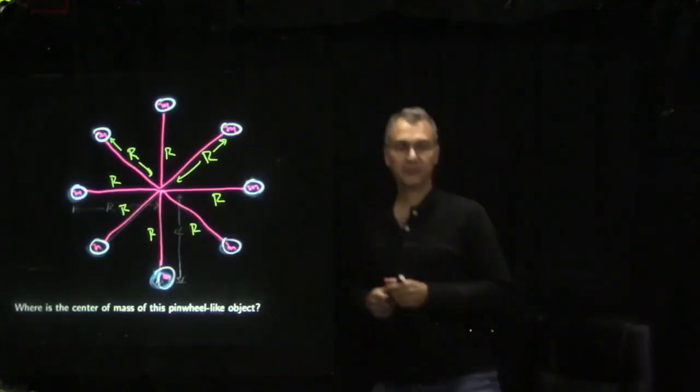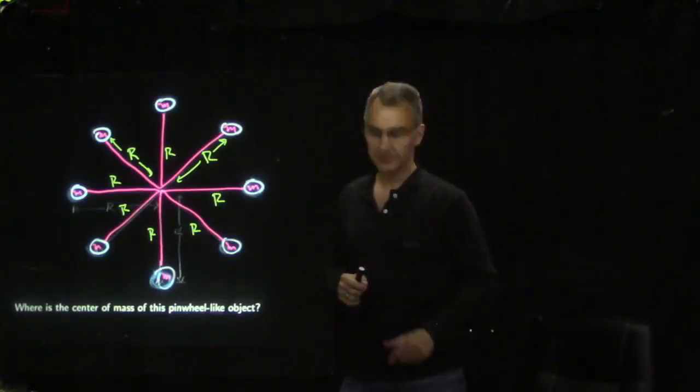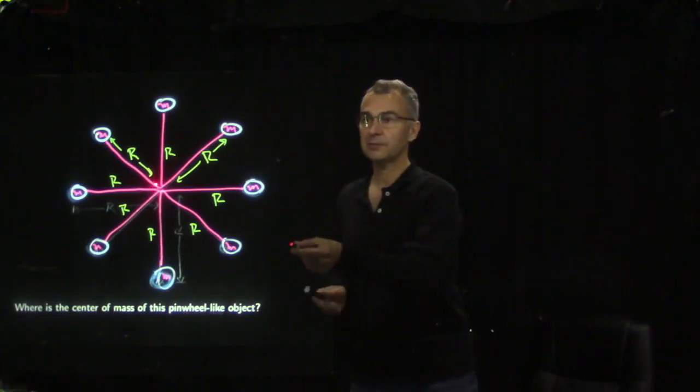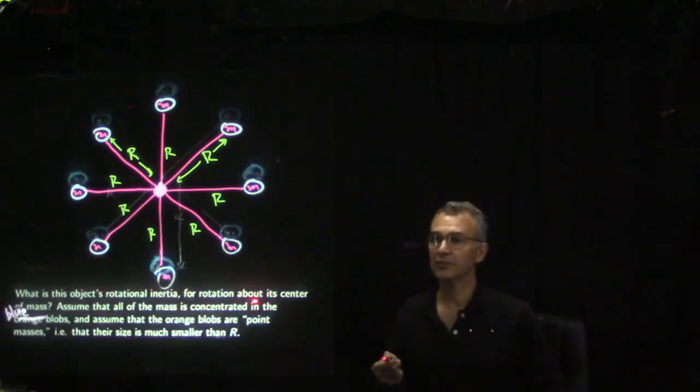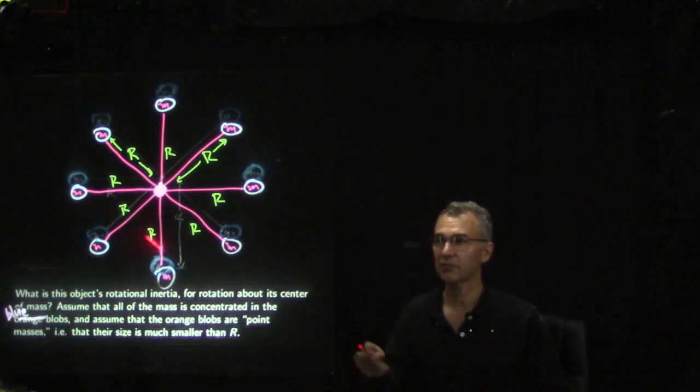between them. Where is the center of mass of this pinwheel-like object? Seems to me that the center of mass is here, right in the middle. What is this object's rotational inertia for rotation about its center of mass? Assume that all of the mass is concentrated in the blue blobs, and assume that the blue blobs are point masses. In other words, that the size of each blue blob is much smaller than r.